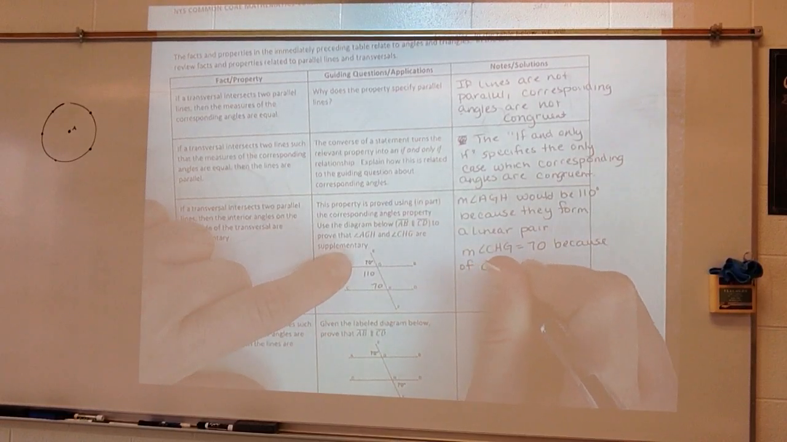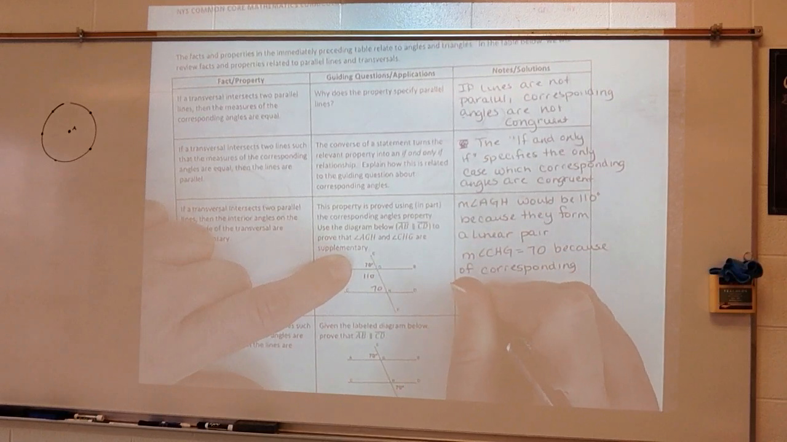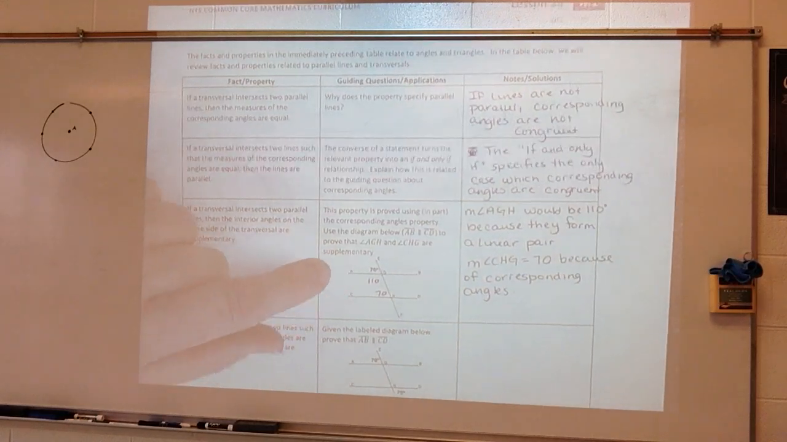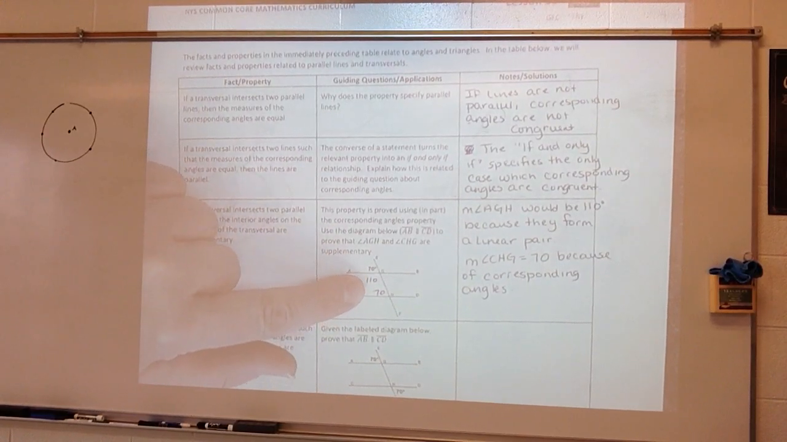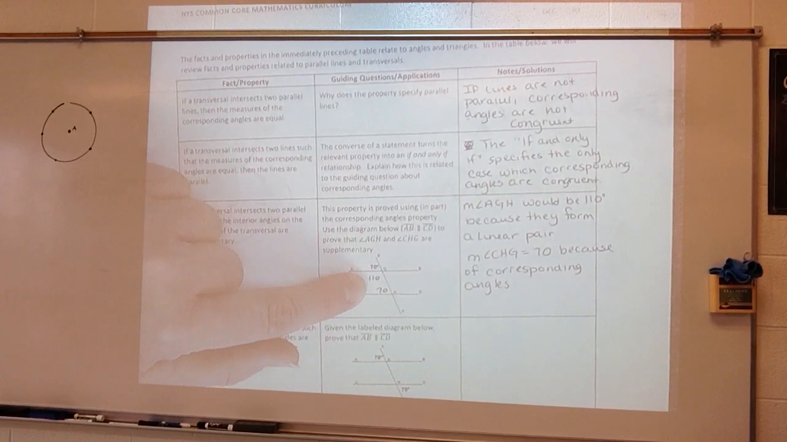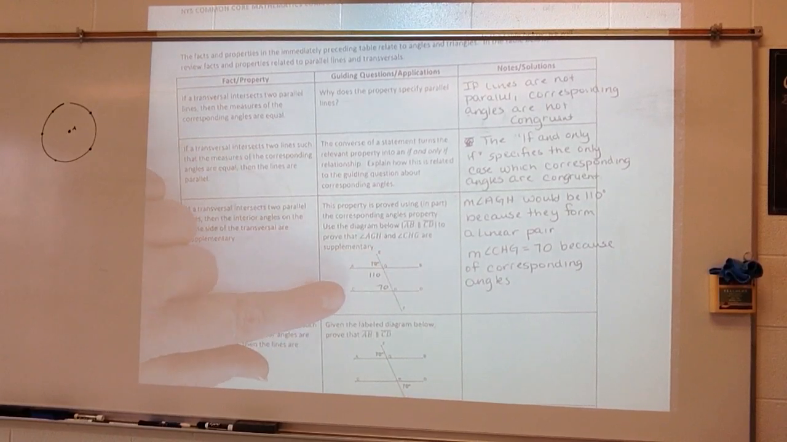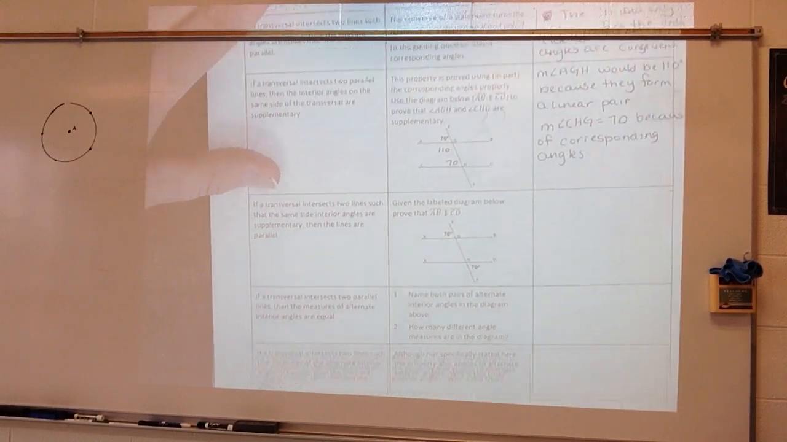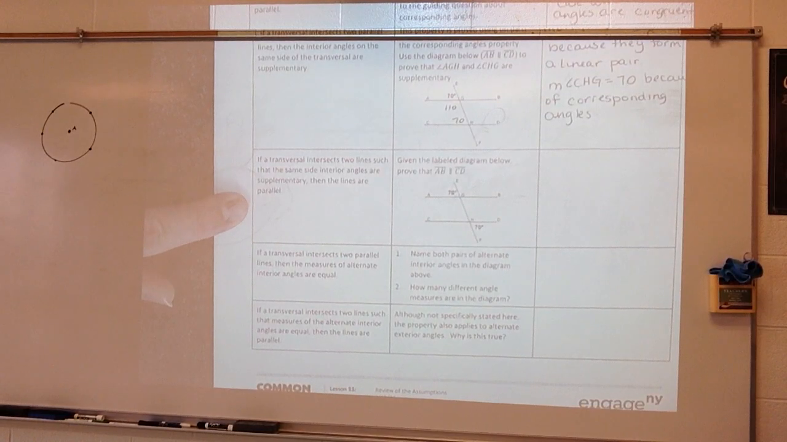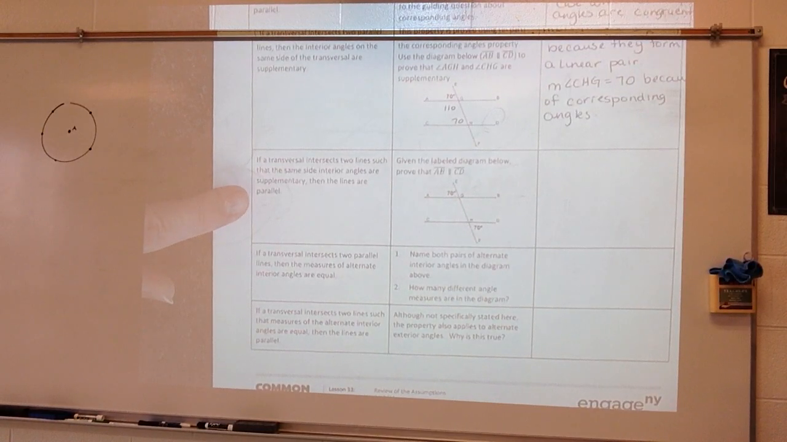Alright. And we're trying to prove that AGH and CHG are supplementary. Well, 110 plus 70 is equal to 180. So interior angles on the same side are supplementary. If a transversal intersects two lines such that the same side interior angles are supplementary, then the lines are parallel.